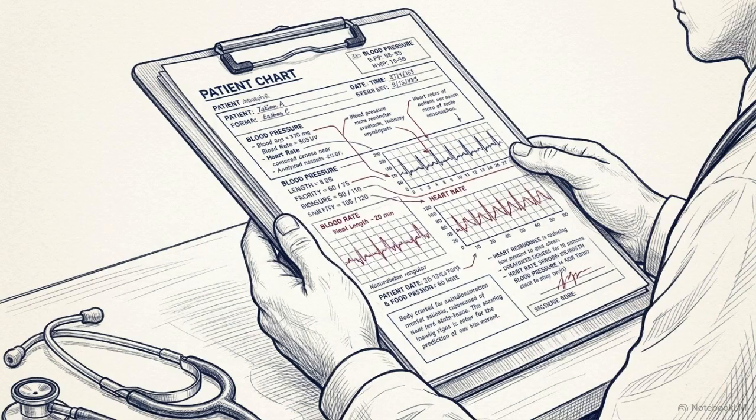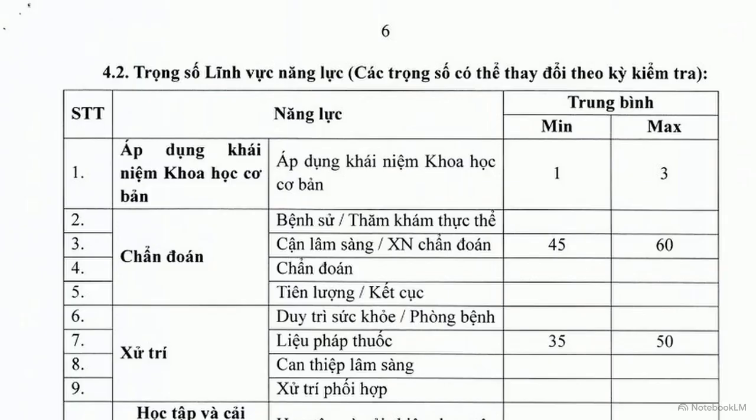Now that we know how the council tests, we need to examine what specific clinical skills they are actually testing. Table 4.2 breaks down the exam competencies. Let's look at the first row, applying basic science concepts. Basic science application is heavily marginalized here. It is capped at a maximum of just 3% of your exam score.